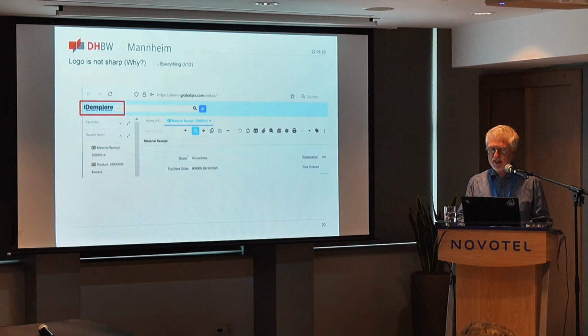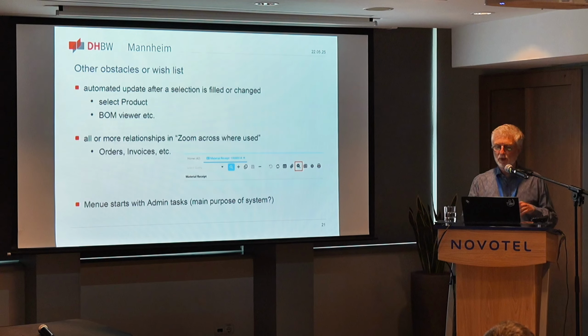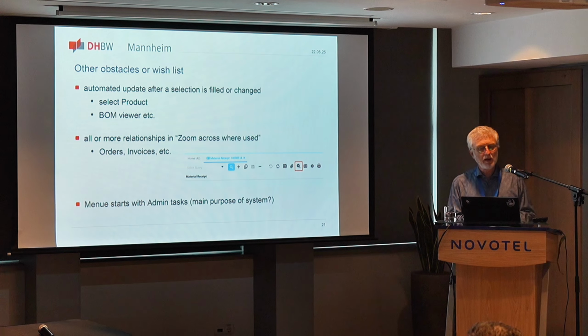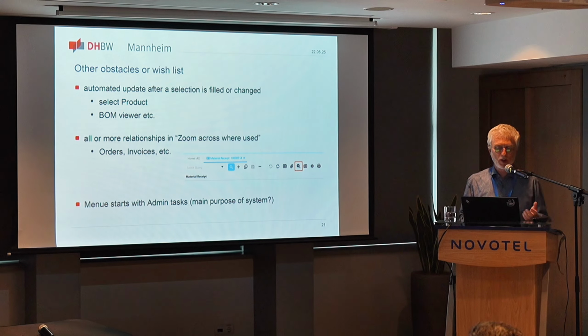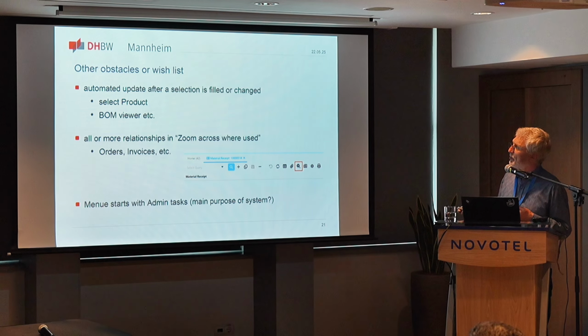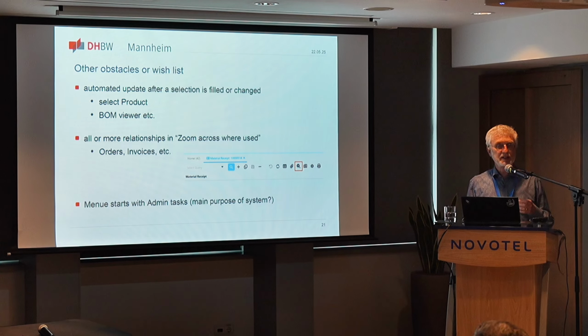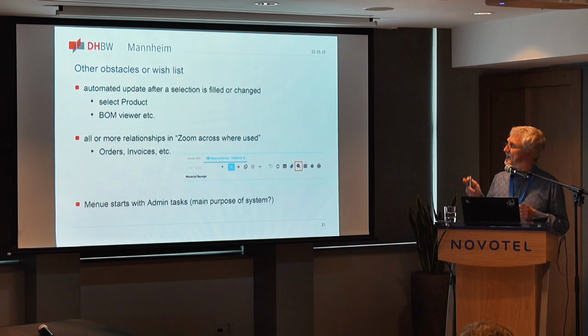Okay, and some other things I just wrote down and put in there. Obstacles, or my wish list, was something like a more automated update. After I select a product, I still have to press the update button. I think that could perhaps sometimes be easier. Perhaps it's just having a return, but anyway, the user doesn't know.